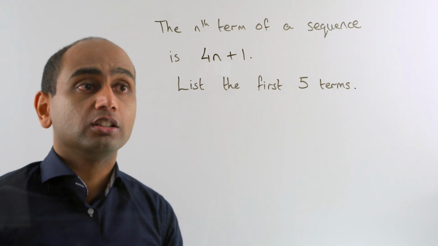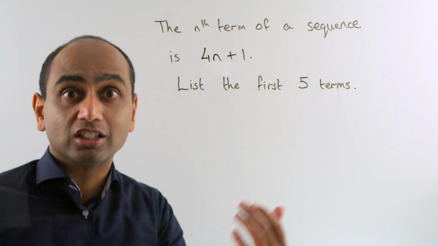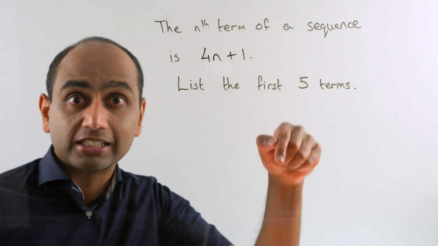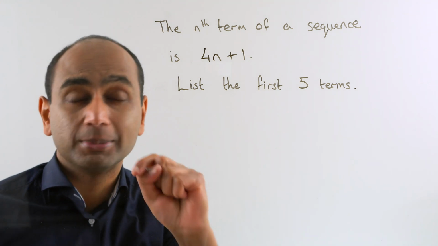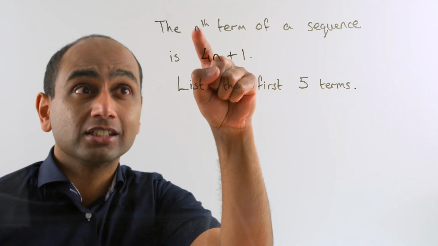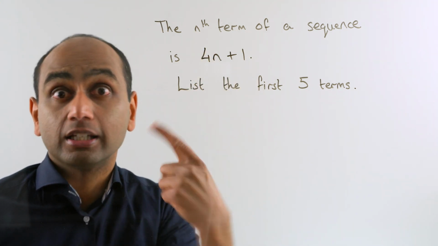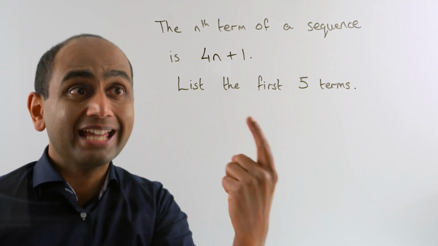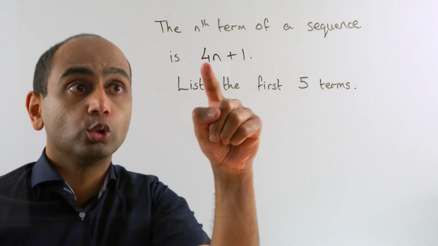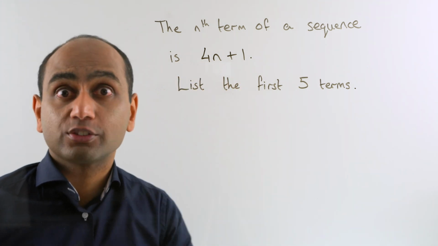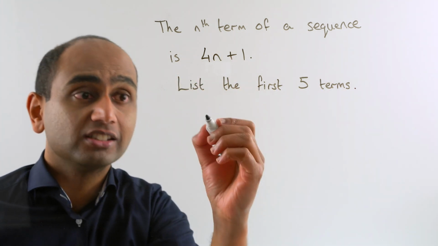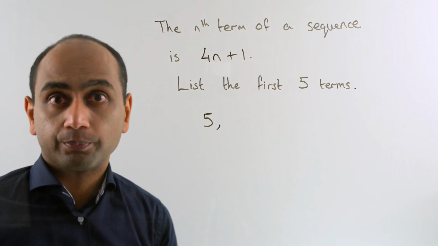Now remember, to find any given term, we need to know what position it's in, and that's what n is representing here. So if we want to find the first term in the sequence, what we're looking for is the term when n is 1. When n is 1, we have 4 times 1, which is 4, plus 1, and that's 5. So the first term of this sequence is 5.